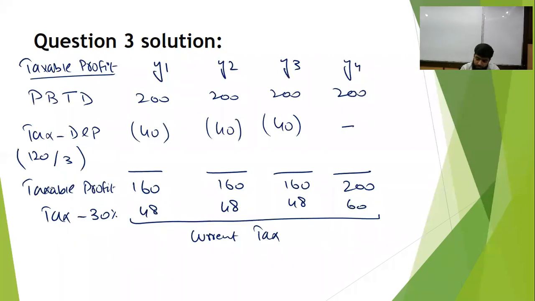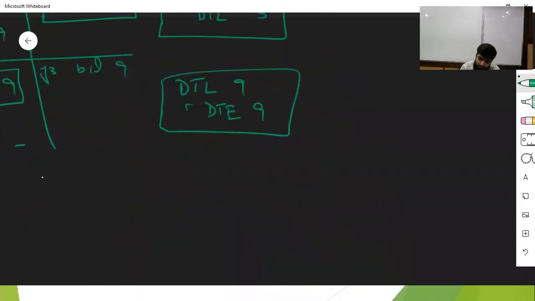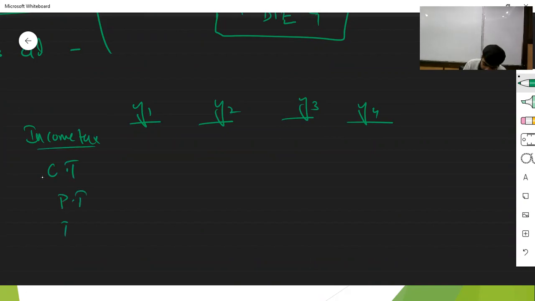And let me make a summary over here. So now let's summarize this one. If we calculate the total tax expense for year 1, year 2, year 3, and year 4, we all know that to calculate the income tax, we need 3 types of taxes: number 1, the current tax, number 2, the prior tax, and number 3, the deferred tax.